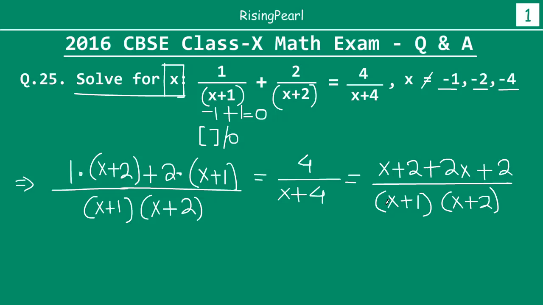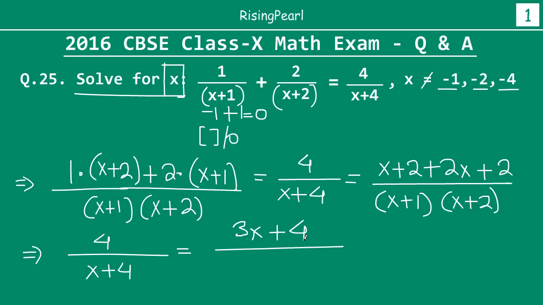Why am I not multiplying right away? I'm trying to see if there is any way we can find common factors that may cancel out, so we may have smaller terms to deal with. So let's see the numerator. On the left hand side we have 4 by x plus 4 equals, on this side x plus 2x is 3x, plus 2 plus 2 is 4, over x plus 1 times x plus 2. It looks like we don't have any common factors here. So at this point we simply have to cross multiply.